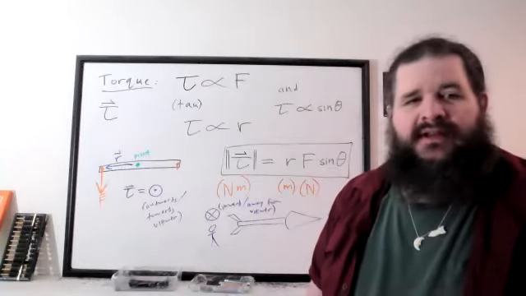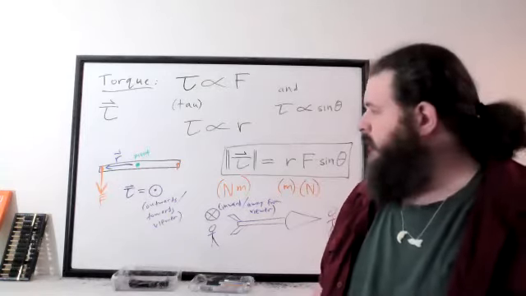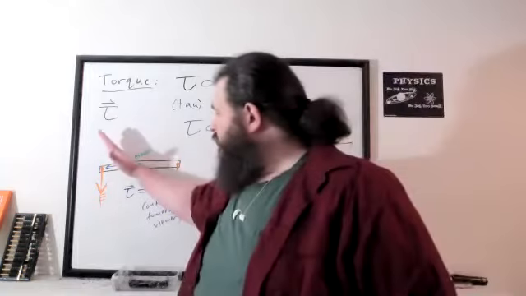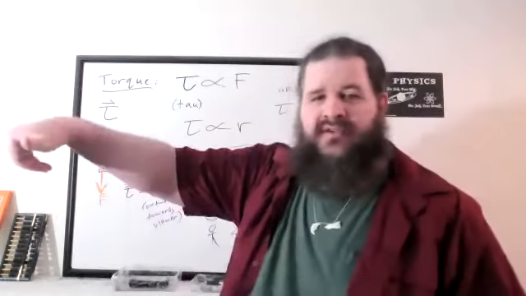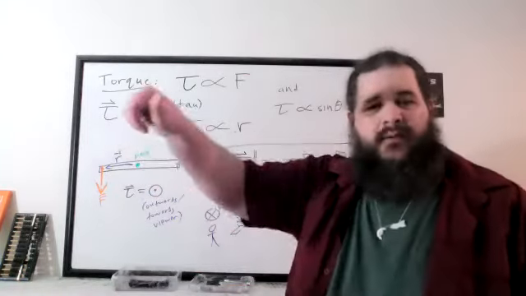But for consistency, we need to be all using the same version. So we just arbitrarily choose the right-hand rule. So radius, force, torque is going to be pointing outwards in this case. Does that mean that any piece of this is moving outwards?